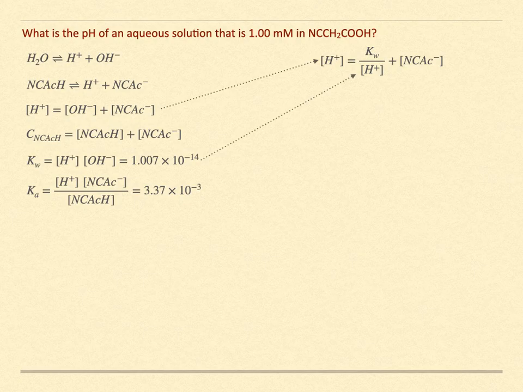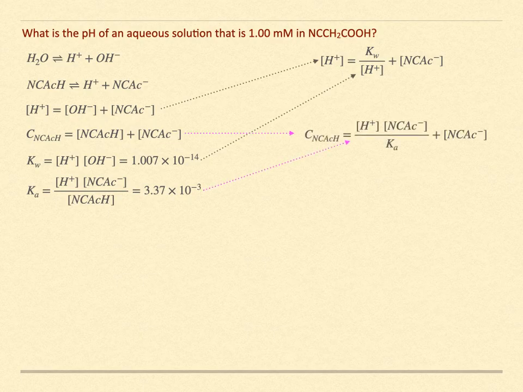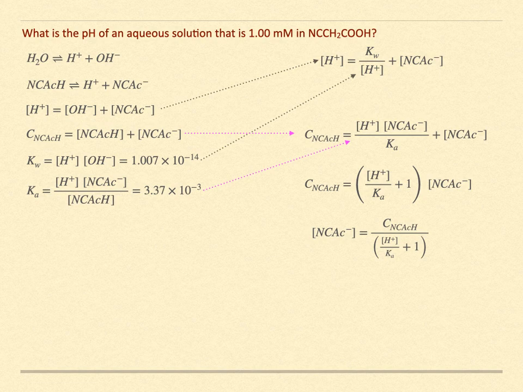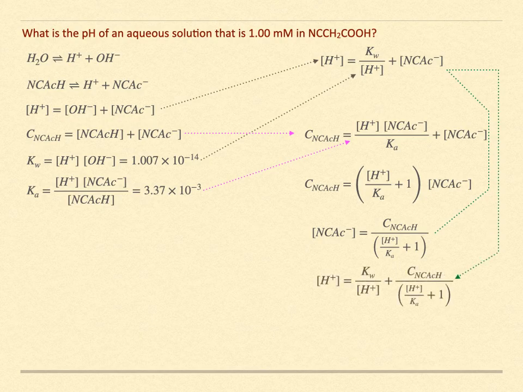Now we are going to go looking for another expression for the cyanoacetate concentration. Rewrite the acid equilibrium, solve for the cyanoacetic acid concentration, substitute it into the mass balance. Gather the terms in cyanoacetate and solve for cyanoacetate. Substitute this back into the charge balance equation to eliminate the cyanoacetate term. Now this is an equation that only has hydronium ion concentration as a variable, and the rest are known constants.